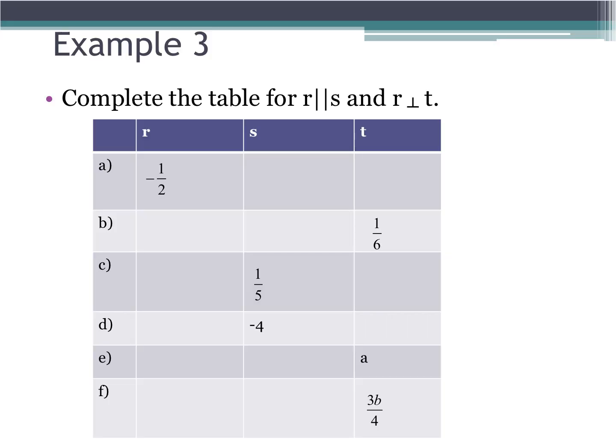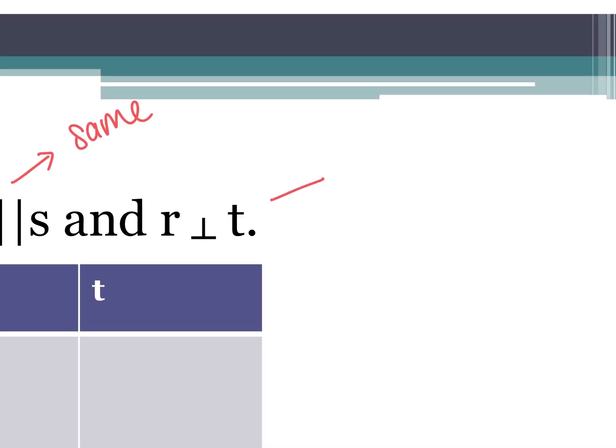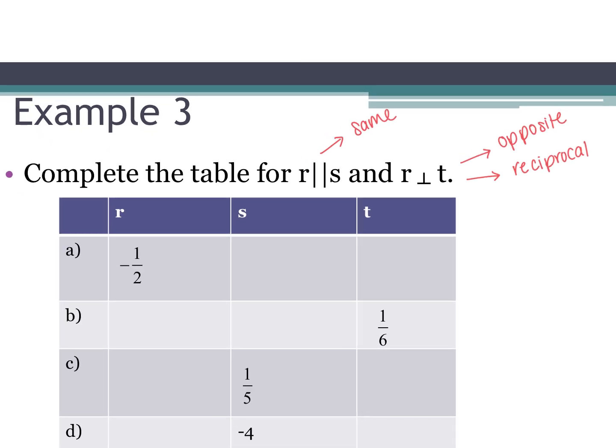Okay, so complete the table for r is parallel to s. Let's write some notes on here. If it's a parallel slope, what does it have? Good. If it's a parallel slope, it has the same slope. If it's perpendicular, what does it have to have? Good. It has to be the opposite, and it has to be the reciprocal. It has to be both. So looking at r, if they're giving you r is negative 1 over 2, Bryce? No, because if it's already negative, you have to change it to positive.